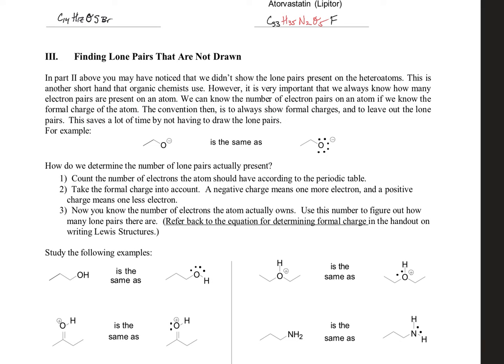All right, part 3, finding lone pairs that are not drawn. In part 2 above, you may have noticed that we didn't show the lone pairs present on the heteroatoms. This is another shorthand that organic chemists use. However, it is very important that we always know how many electrons are present on an atom. We can know the number of electron pairs on an atom if we know the formal charge of the atom. The convention then is to always show formal charges and to leave out the lone pairs. This saves a lot of time by not having to draw a lot of dots as the lone pairs.